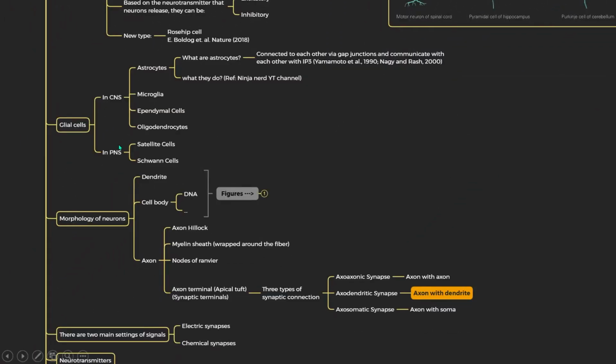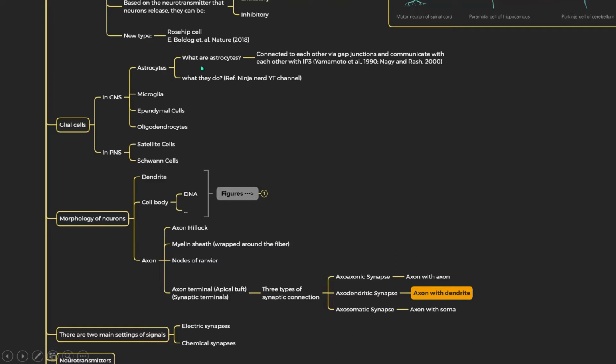Moving on, we have glial cells. Glial cells in the central nervous system and peripheral nervous system have different types. The most important one of them, let's say, is astrocytes. If you want to know more about this, just search about them on the net and you'll find a video from the Ninja Nerd YouTube channel. He explains really well what's going on.